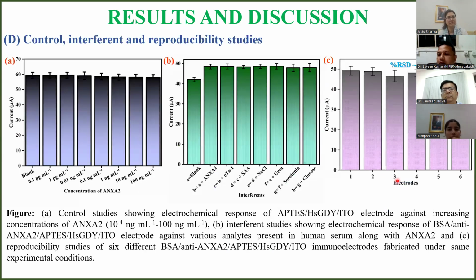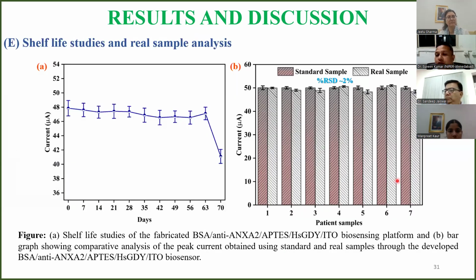Along with this, we have done control interference and reproducibility studies, and these studies indicate it is under the acceptable percentage RSD value, that is less than 10%. We have also investigated its shelf life, and we have done real sample analysis with liver samples obtained from ILBS liver cancer patients. When a covalent bond is not present and when we make a covalent bond, its shelf life is increased, that is 63 days.